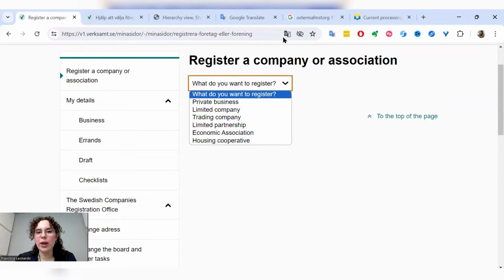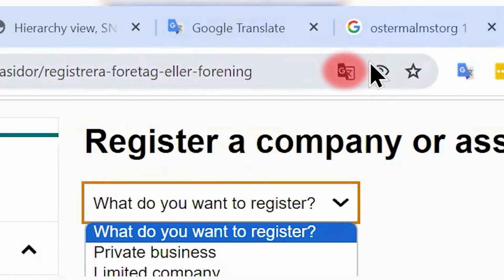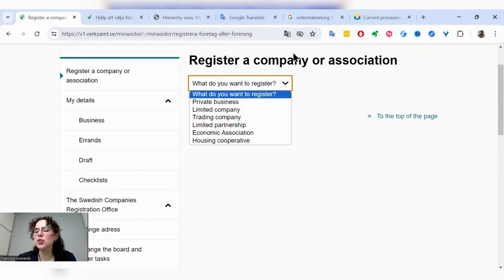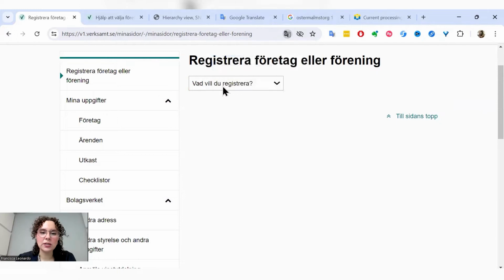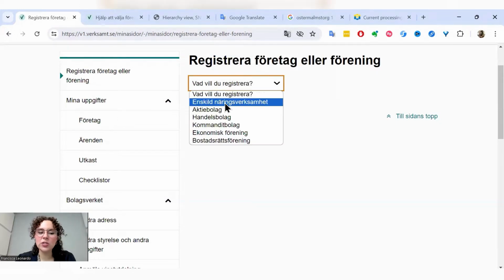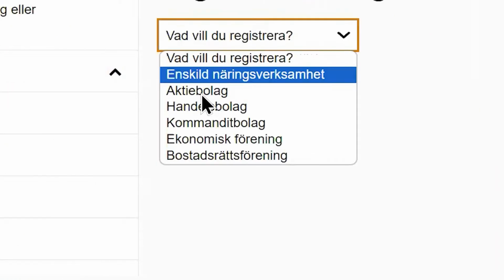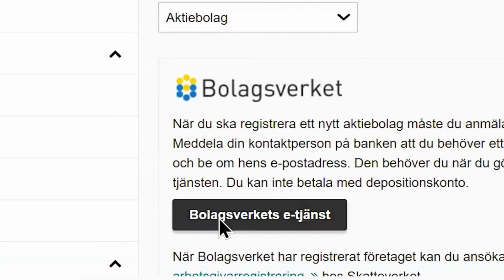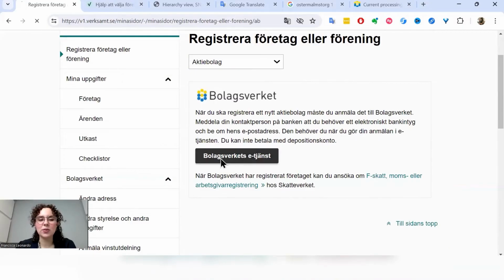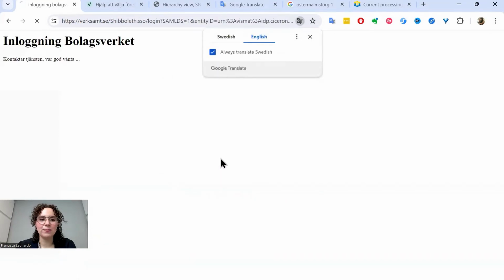They will ask you. By the way, I'm using the Google Translate Chrome extension to translate the forms. If you translate this back to Swedish, you'll see the differences. This one here is the sole tradership or sole proprietorship, being self-employed as a freelancer. Aktiebolag is the limited liability company. And Bolagsverket, they want me to go and register and sign in through there.